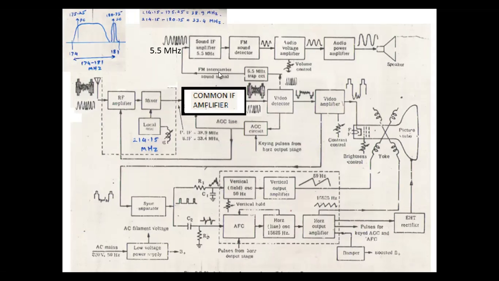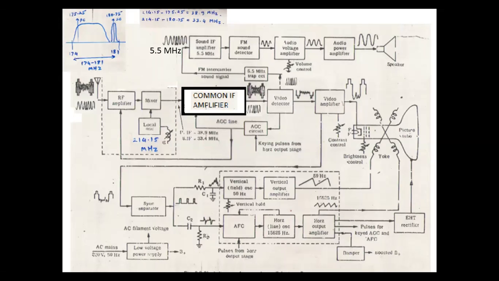Why is this down conversion done again? I have already explained in my practical session that initially the band is 174 to 181 megahertz. It is down converted to 38.9 and 33.4 megahertz after the tuner. And again, after the video detector, there is 5.5 megahertz trap circuitry. Please check this trap circuitry. Again, this audio signal is converted into 5.5 megahertz inter-carrier sound frequency.